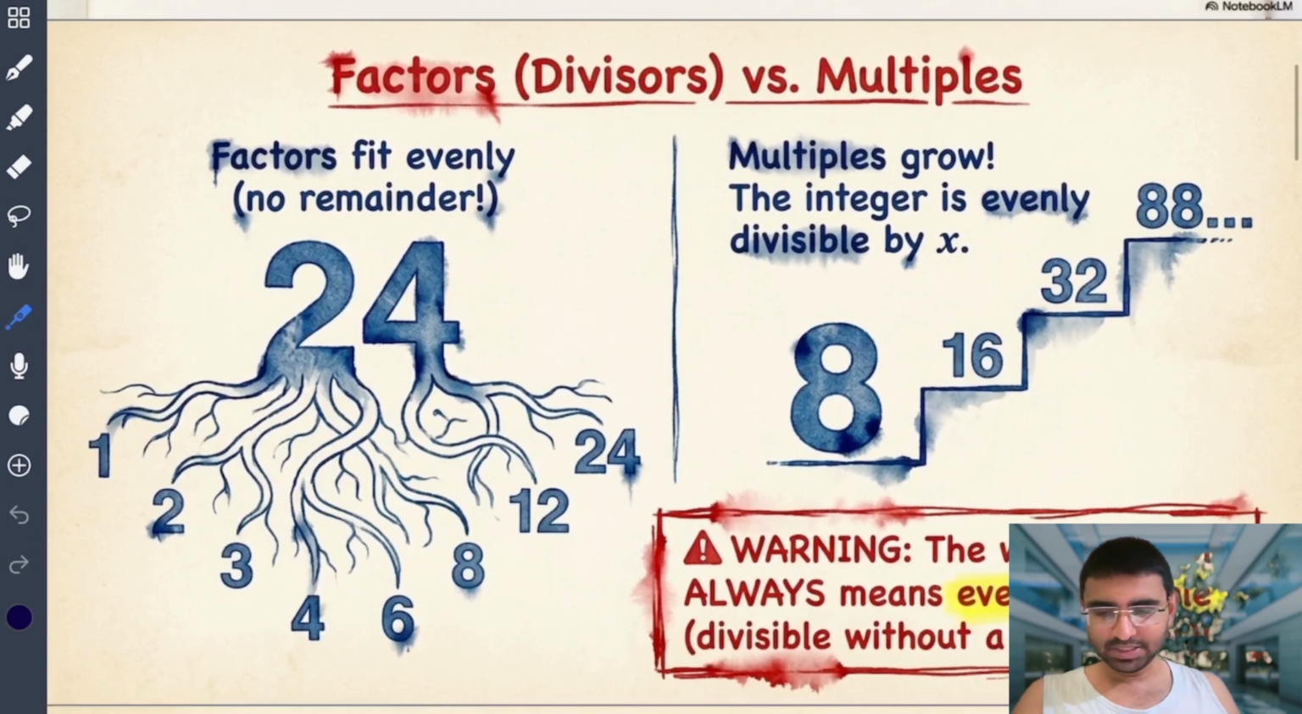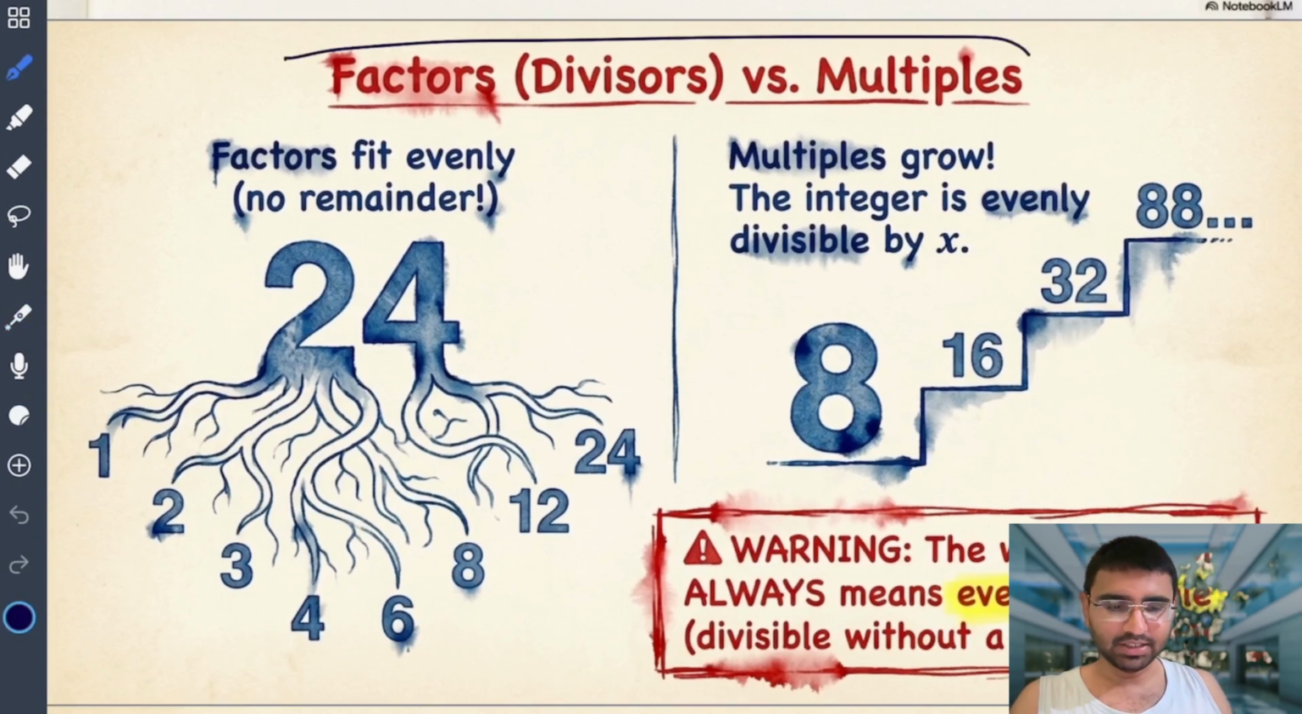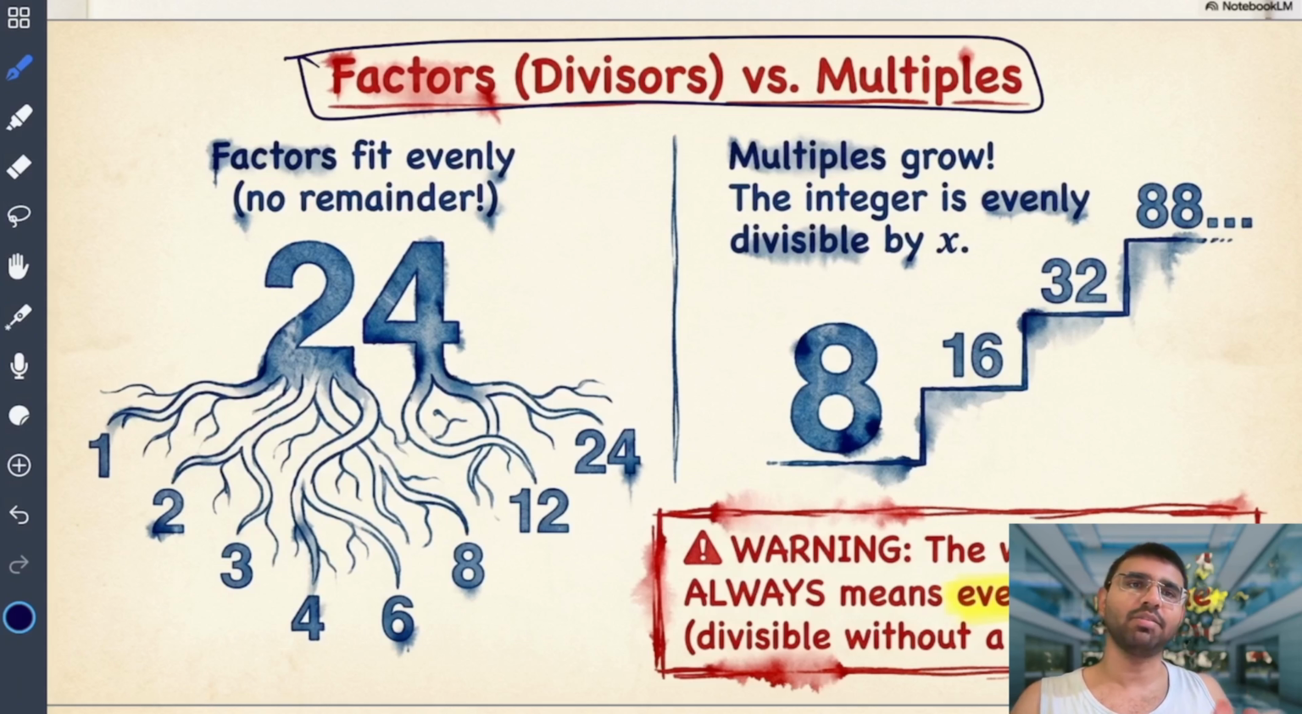So first concept is factors, divisors and multiples. What are the factors? Factors fit evenly, which means there is no remainder when a number is divided by another number. There is no remainder left. For example, 24 has factors 1, 2, 3, 4, 6, 8, 12, and 24. So 24 is divisible by all these numbers and there is no remainder left.